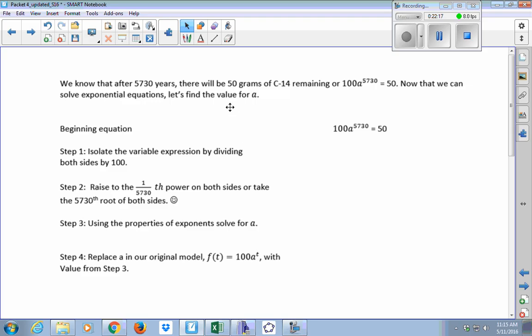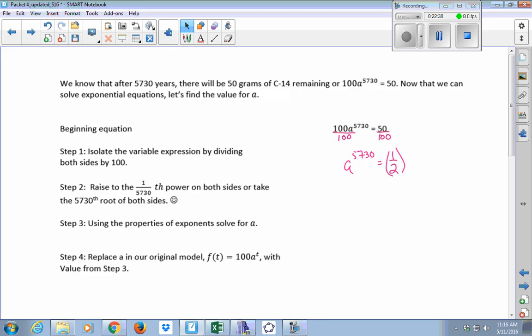Yep, divide first by 100. Yep, because I want to solve for A. So this is what we did on Monday. We want to isolate our factor A to the 5,730. So we have A to the 5,730 equals 1/2. Well, that should be no surprise because it's half-life, right?